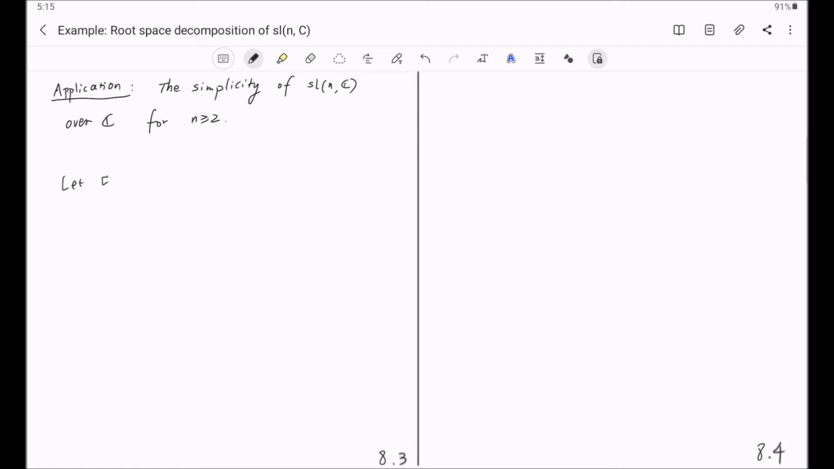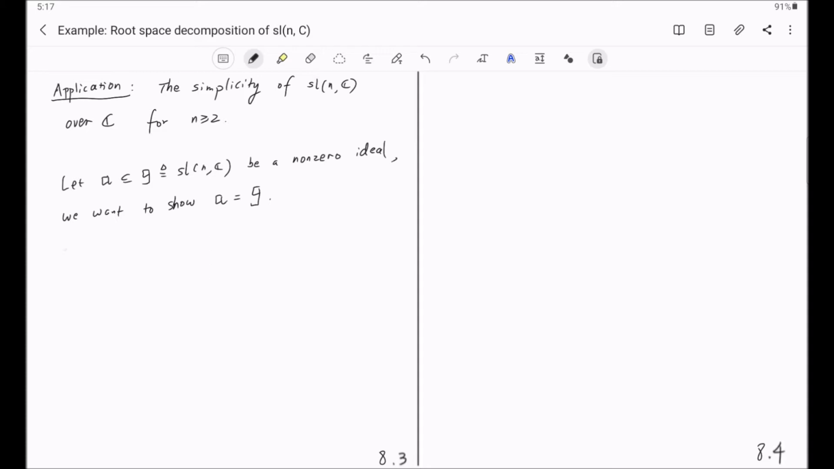Let A, contained in this G, which is our notation for SL_n(C), be a non-zero ideal. We want to show that A is the whole space G. So the simplicity here simply means any ideal in a Lie algebra is either 0 or the whole space. The proof is as follows.